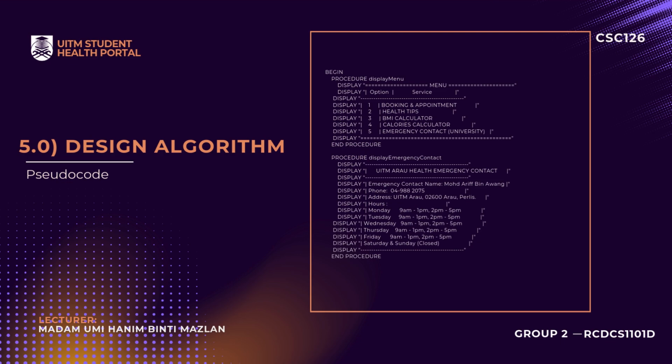In this slide, we are going through the design algorithm, which is the pseudocode for our program. As we begin the program, there are two procedures on the slide. The first procedure is display menu. This way, the user can see what are the options and what are the services that they can select. And the second procedure is displaying emergency contact, which shows and displays all of the information about the emergency contact.